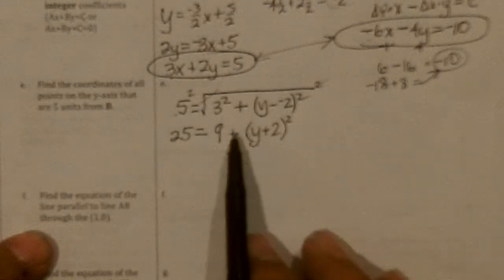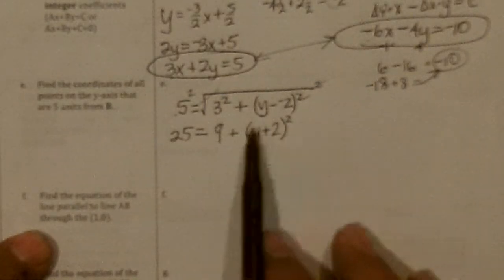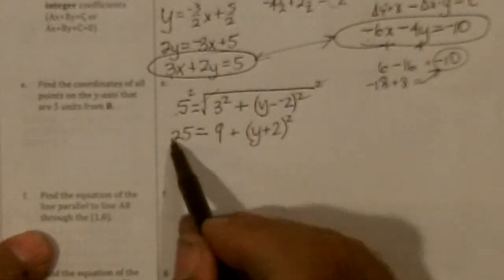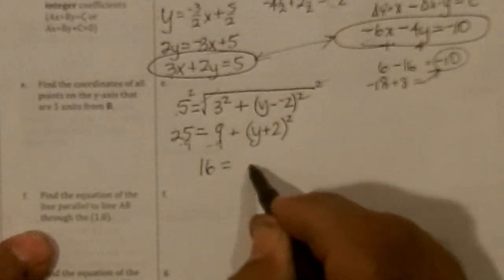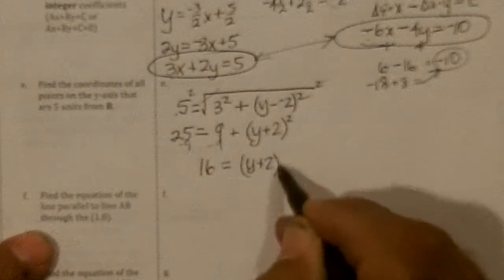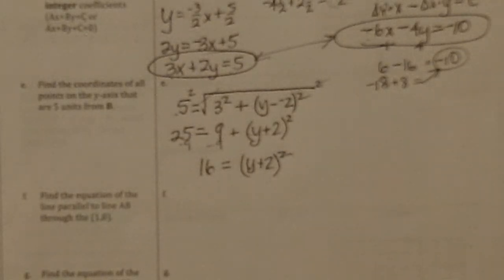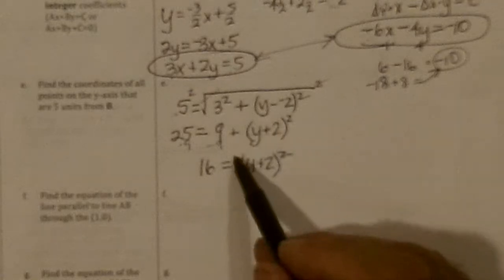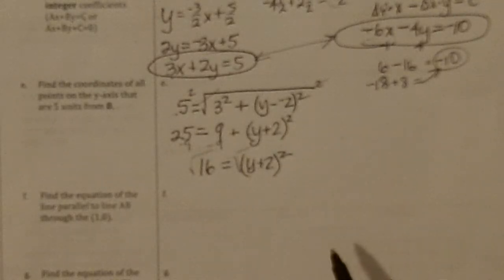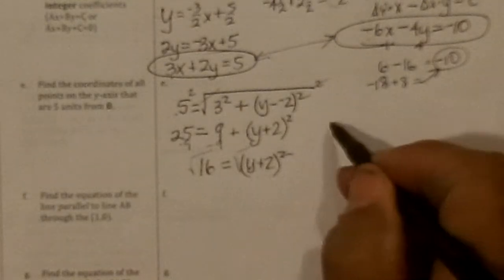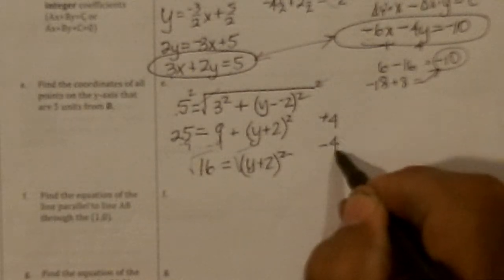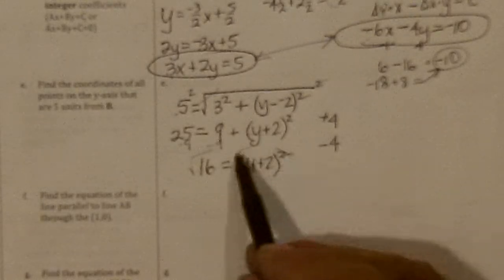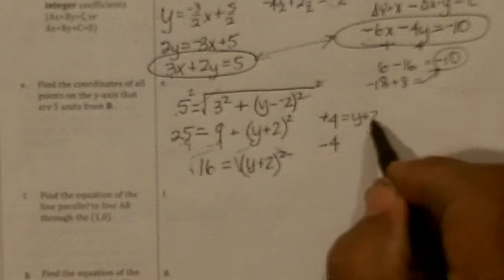Now I'll continue solving for y by getting the farthest thing out of there, so that's minus 9 from both sides. And I have 16 equals (y plus 2) squared. Now I'm going to get rid of the square by square rooting both sides, but I have to remember it's plus or minus. The square root of 16 is 4, but it could be plus 4 or negative 4. And the square root of this squared cancels, and I get equals y plus 2.